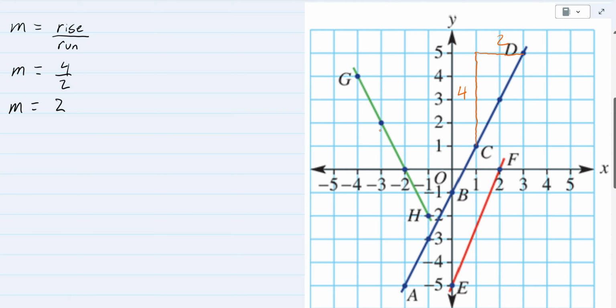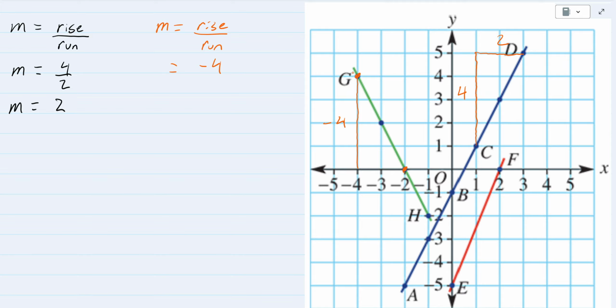If we look at this green line, if we start here at G and we go down to our point here on the x-axis, we're going down 1, 2, 3, 4. So it's a rise of -4. It's actually a fall. I'm going to do this one orange. M equals rise over the run of the line. So the rise is -4, and we know that because it's a falling line.